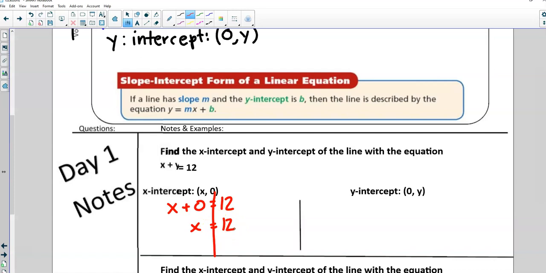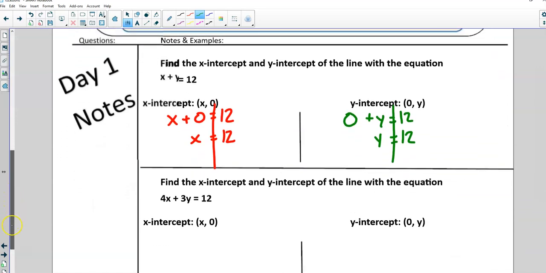And then the same thing for the second one. If I plug in 0 for my x, 0 plus y equals 12. I could subtract 0 from both sides, but 12 minus 0 is still going to be 12. So our y-intercept is also 12. Now if I were to graph this, I would put a dot where x is 12, and then a dot where y is 12, and then I would connect those two points.